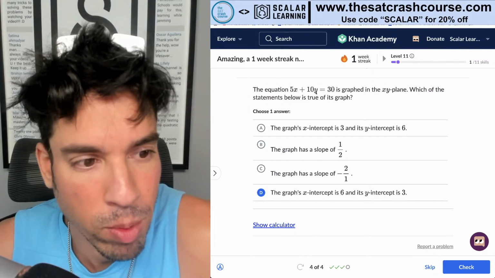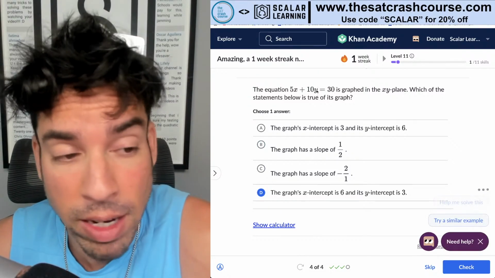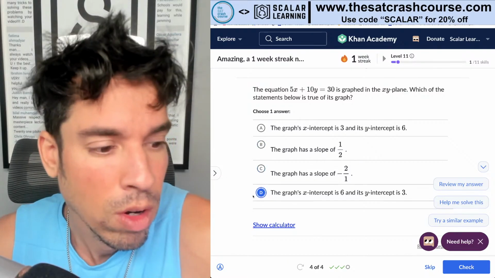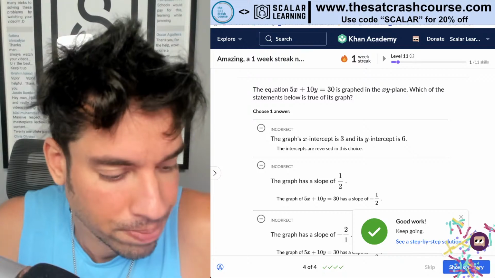Now to get the slope, I would have isolated y. I would have subtracted 5x and then divided by 10, which would be negative 1/2. But they don't have that as an option. So we have our answer. That's how you do it.